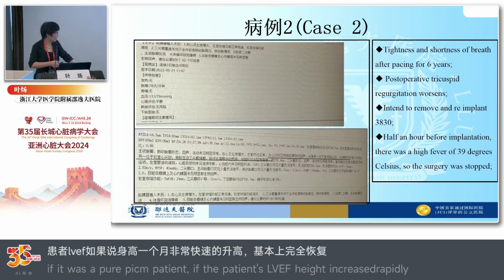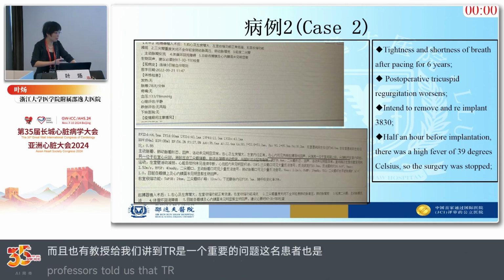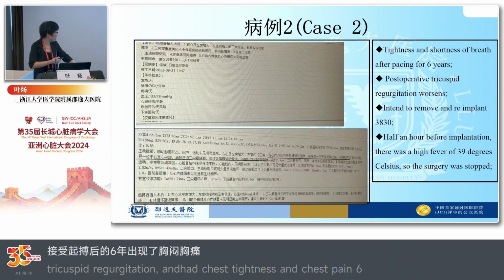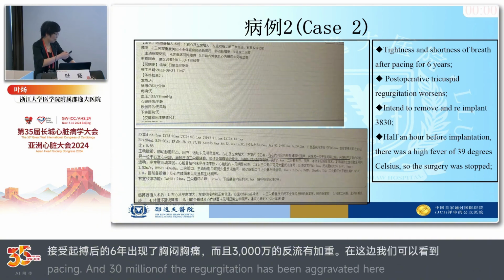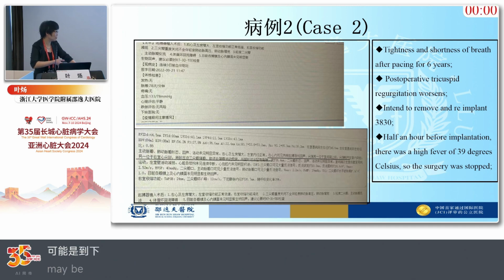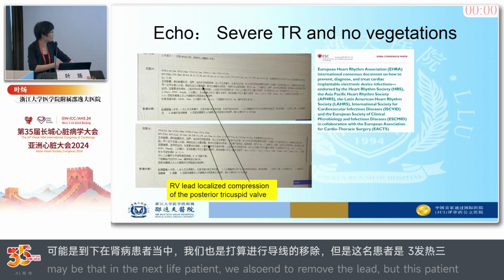And the second case we'd like to show, because another professor just showed us TR, the big question. This patient also had tightness and shortness of breath after pacing for 6 years, and she had worsening tricuspid regurgitation. We'll show here that the lead is pressed on the posterior valve. We wanted to remove the lead at the beginning, but the patient had a temperature of 39 degrees just 1 minute before our operation. It's very interesting, so we stopped her surgery.